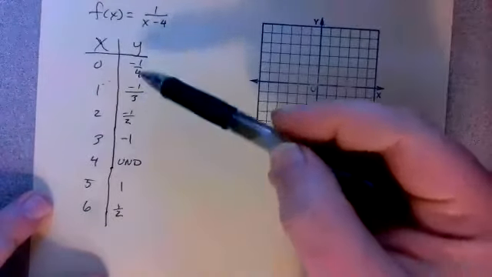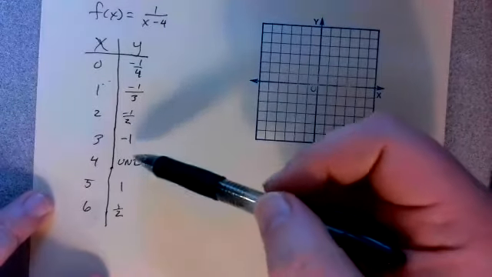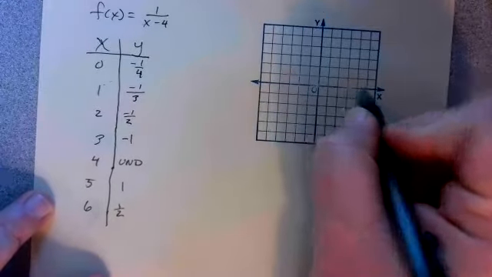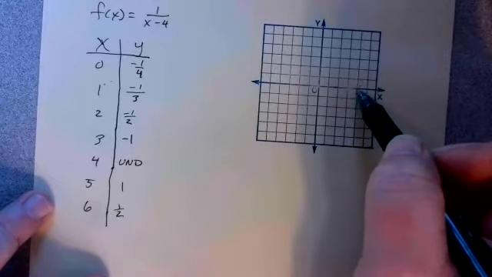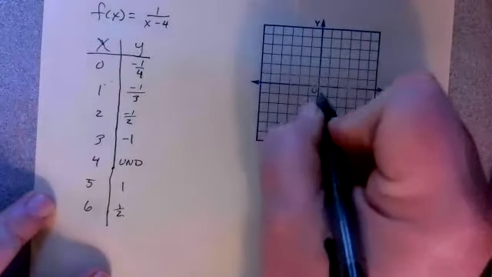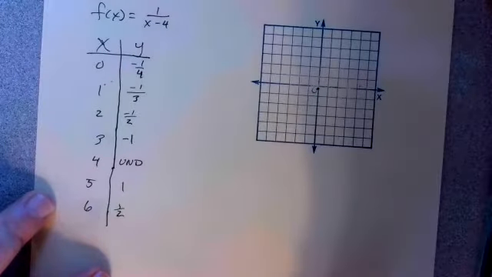And we can start to see a pattern develop here. These are all negatives, and these are all positives. So something weird is happening here at x equals 4. So 1, 2, 3, 4. Something weird is happening here. So let's plot some of these points. At 0, it's at negative 1/4. So that's got to be, let's call it right there.